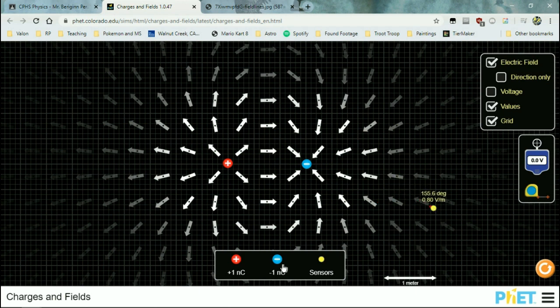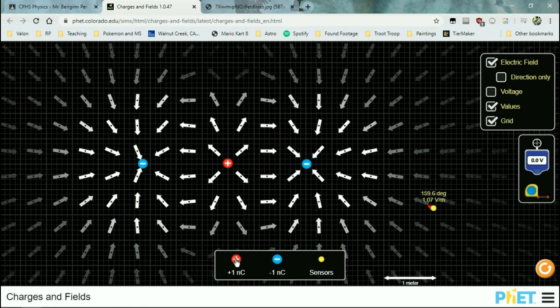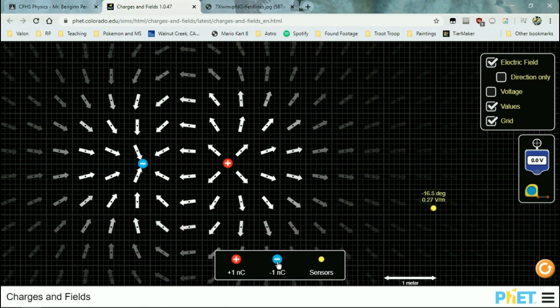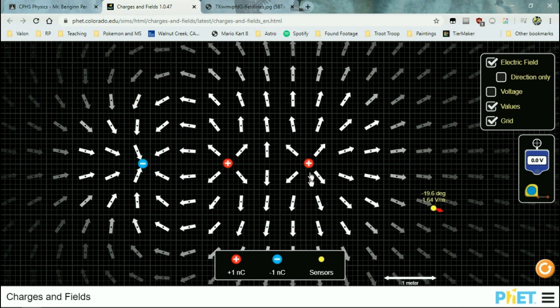And you can keep messing with this. What about if I add another charge over here? There's another negative. Or what about if I switch this out for, well, actually, let me put this back. I can take this out though, right? And just have the positive. I can have a positive over here instead, right?